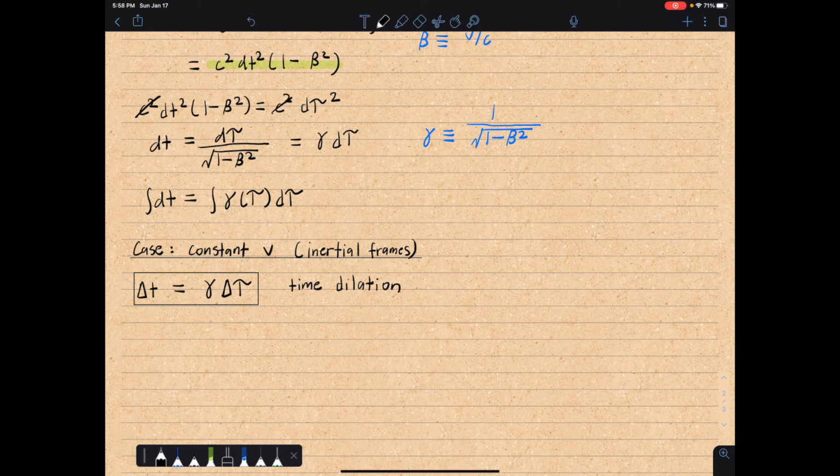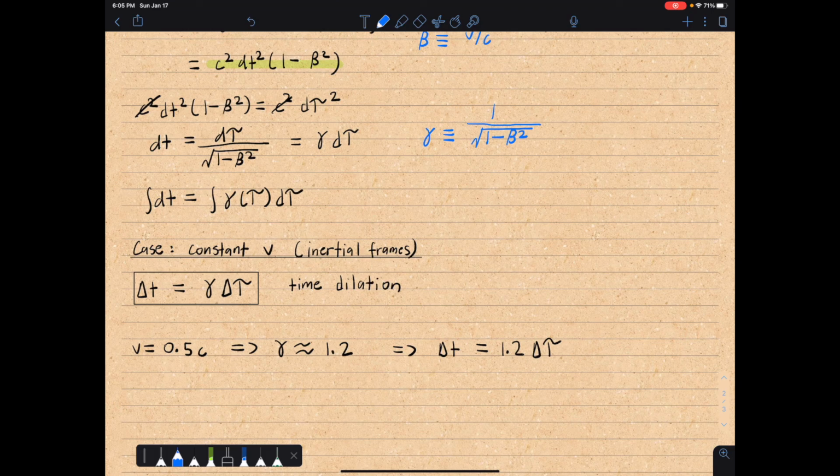To see this effect better, let's plug in some values. Suppose that the particle has a constant velocity of half the speed of light. This means that the Lorentz factor will be approximately 1.2. And so delta t for this example will be equal to about 1.2 times delta tau. So this means that for every 1 second that passes for the particle in its own rest frame, 1.2 seconds will pass in the lab frame.